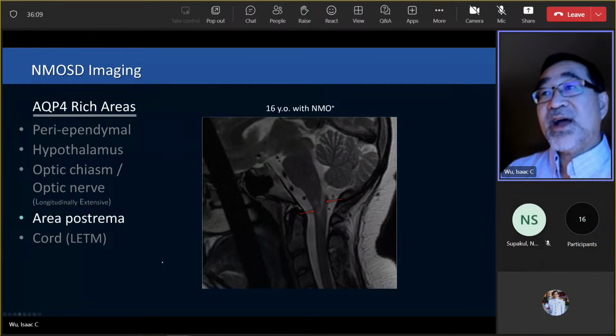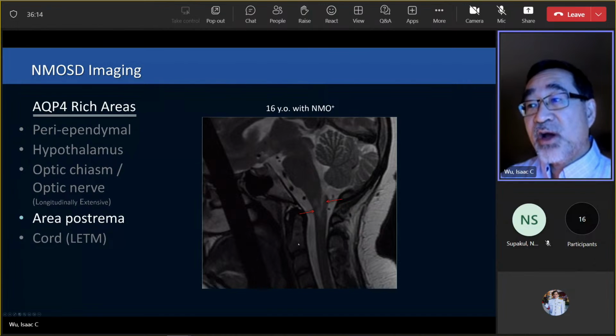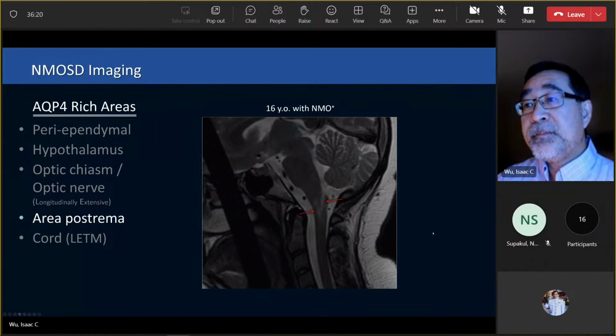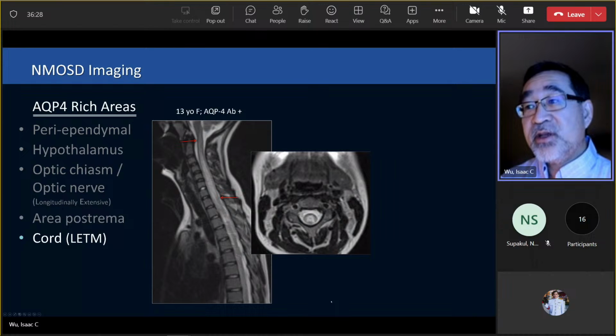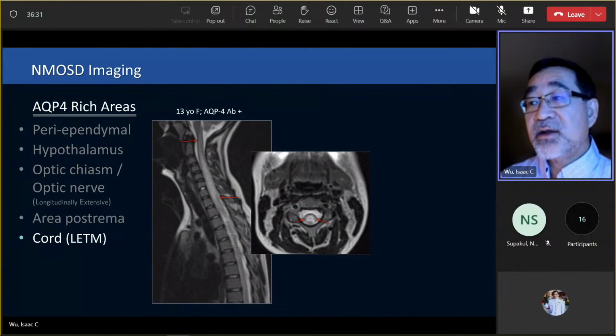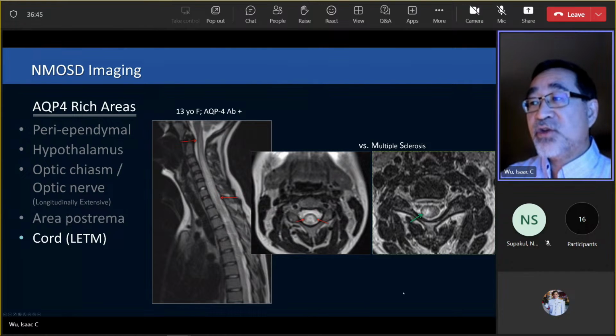This is a younger patient, also antibody positive NMO. Notice that this patient does have quite a bit of signal around the area postrema. And this is another patient also with antibody positive NMO. Notice that the cord involvement here is very, very long segment, and it covers more than half of the cross section. So this is a classic picture for the longitudinally extensive transverse myelitis that you see with NMO, not with MS. This is in contrast to MS, which tends to be short segment, peripheral, and localized.